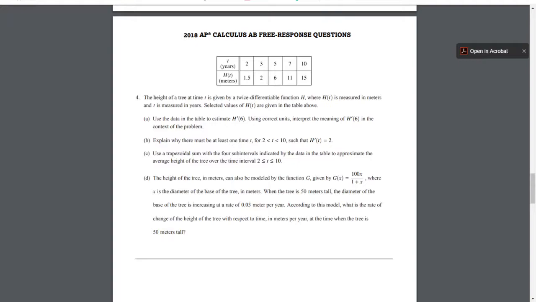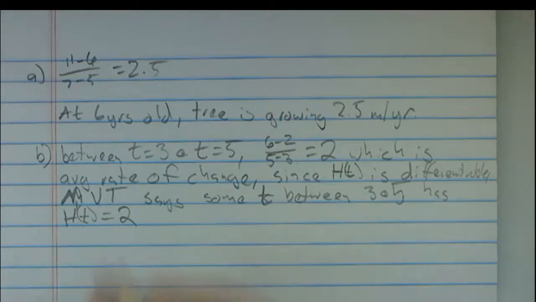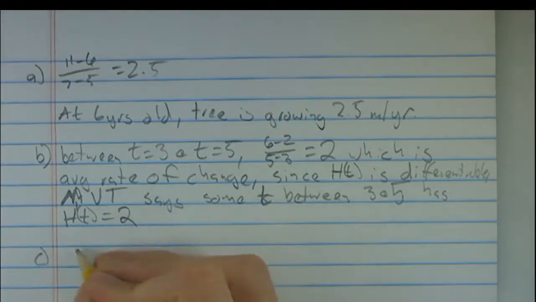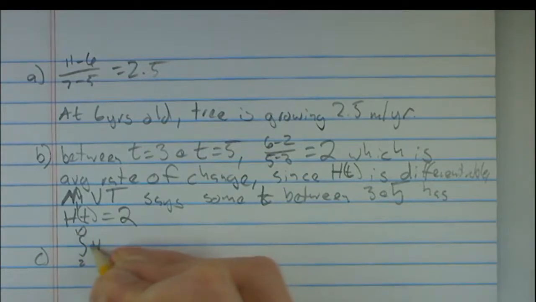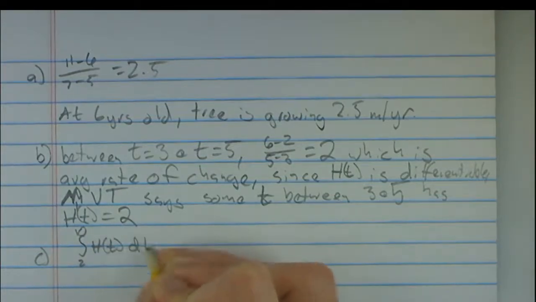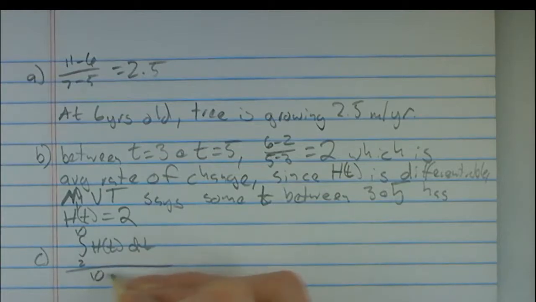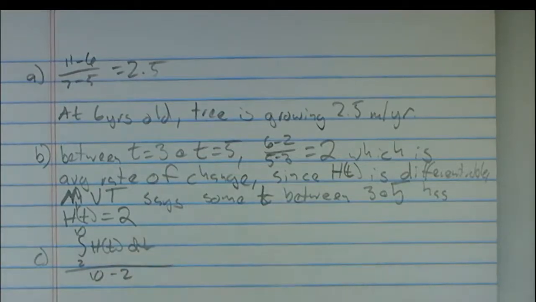So for average height, we're going to add up all the heights and divide by how many there are, approximately, right? So we're doing an integral, basically, divided by 8. So it's going to be the integral between 2 and 10 of h of t divided by 10 minus 2.